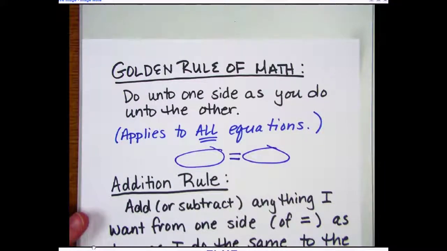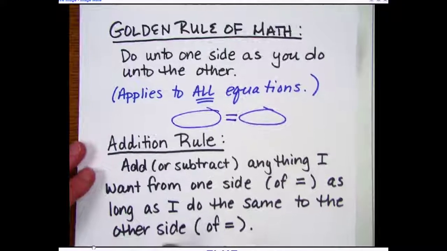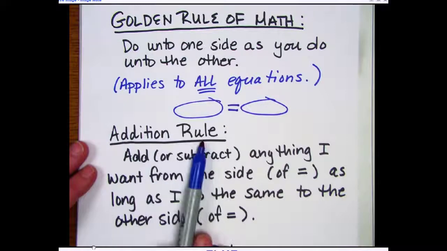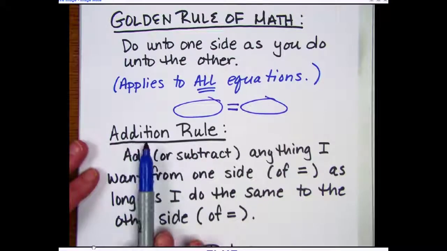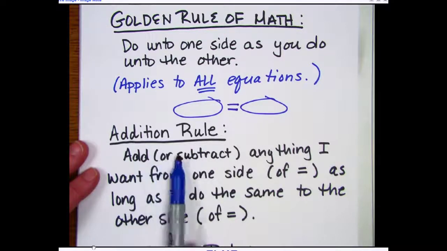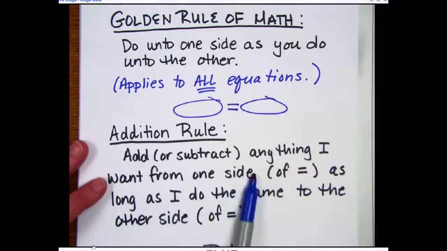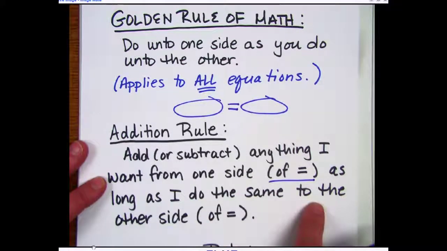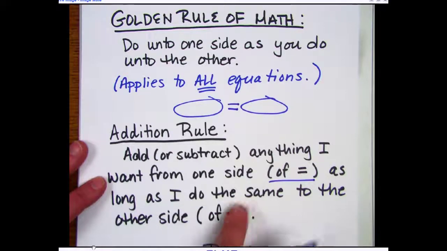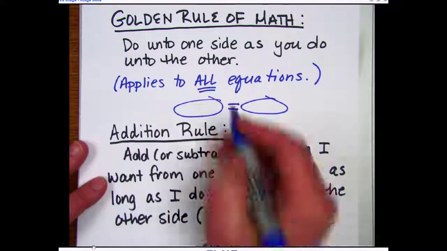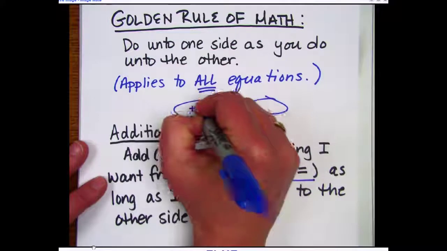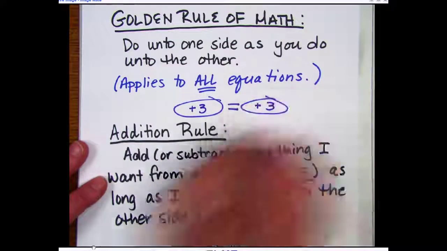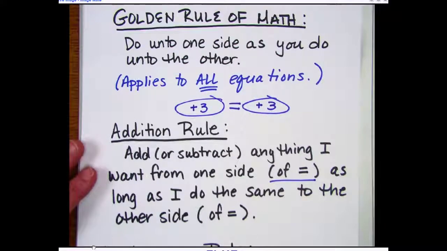Now, basically, to solve linear equations, we have two things that we'll do. The first is called the addition rule. What the addition rule says is I can add or subtract anything I want from one side of the equal sign, as long as I do the exact same to the other side of the equal sign. That's where, if I'm going to add 3 here, I need to add 3 here. And we'll do some concrete examples in a minute.